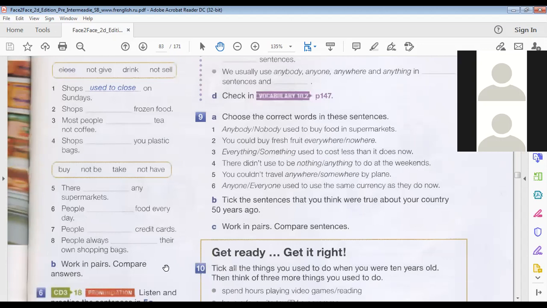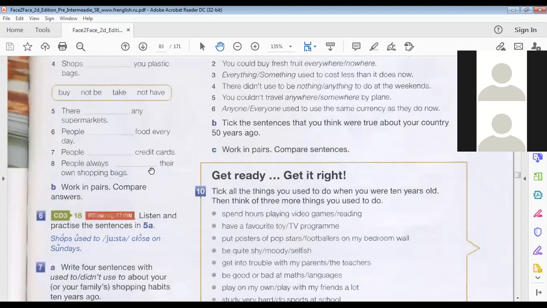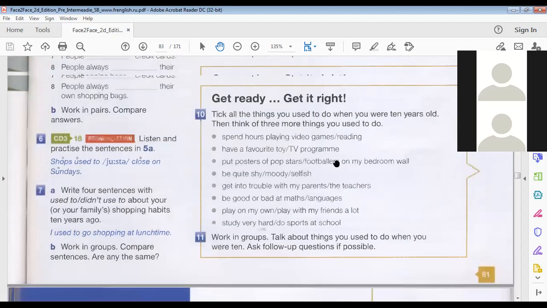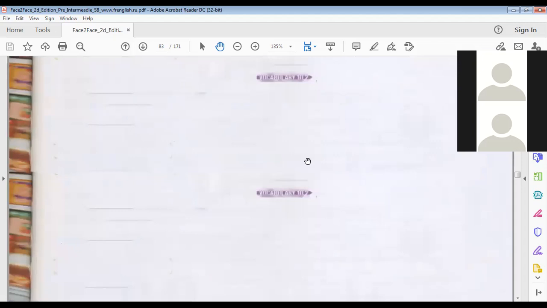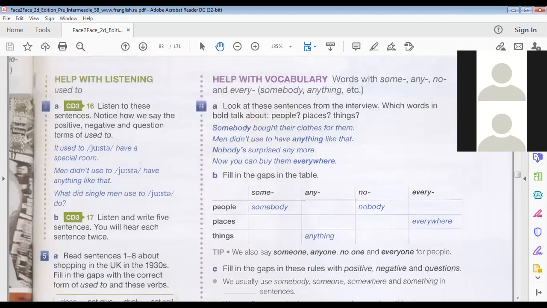So all of these examples are past habits. And because this is from the 1930s, this means this is not true anymore. So this is the idea. And the last thing we talked about was vocabulary, which we didn't finish: how to use some, any, no, and every. This was the last thing we got to. We didn't talk about this yet.